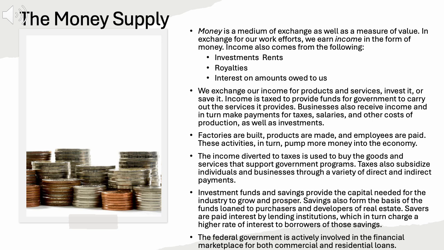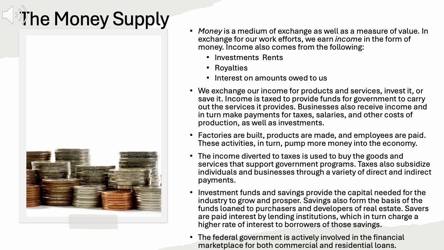The money supply. Money is a medium of exchange as well as a measure of value. In exchange for our work efforts, we earn income in the form of money. Income also comes from the following: investments, rents, royalties, interest on amounts owed to us. We exchange our income for products and services, invest it, or save it. Income is taxed to provide funds for government to carry out the services it provides.